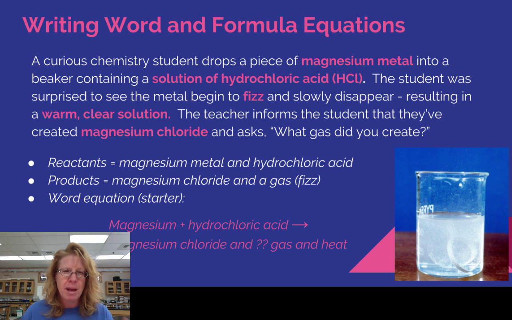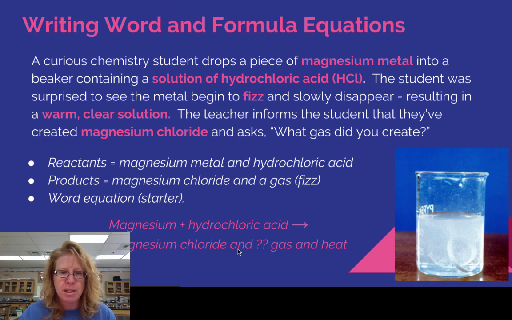So I've identified my reactants. I've got magnesium metal and hydrochloric acid. I've got products, at least I know something about magnesium chloride. And then I know I have a missing gas. So that missing gas is the fizzing. So I don't know what that one is, but I'll be able to figure it out. And I started to write out what my word equation would be. And so here it is.